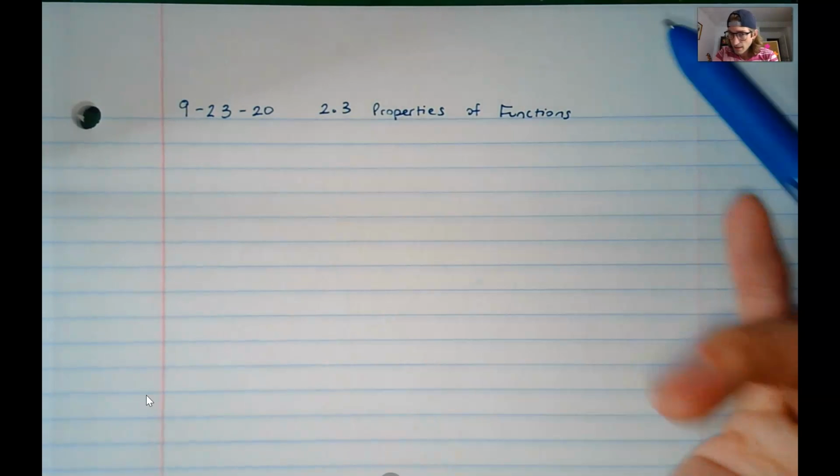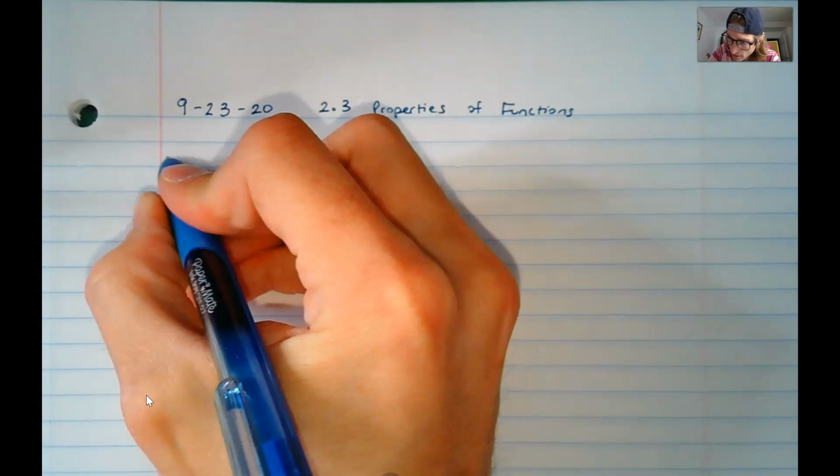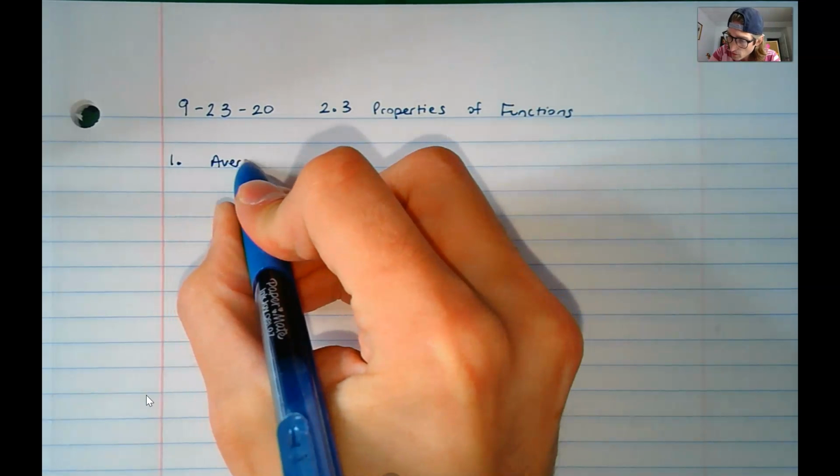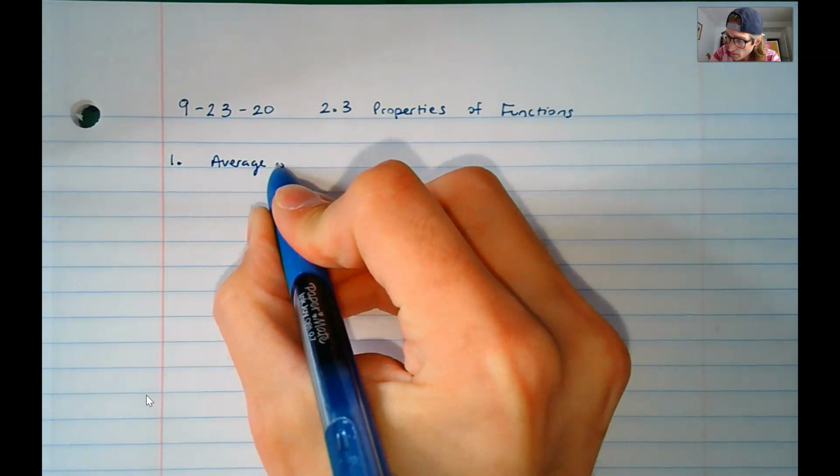Today, you're going to be taking some notes with me on section 2.3, properties of functions. Some things will be familiar, some will not, but here we go. Got my title down, so if at any time I'm going too fast, you can pause your video and catch up. But I want to get through this, so let's start. Number 1, average rate of change.